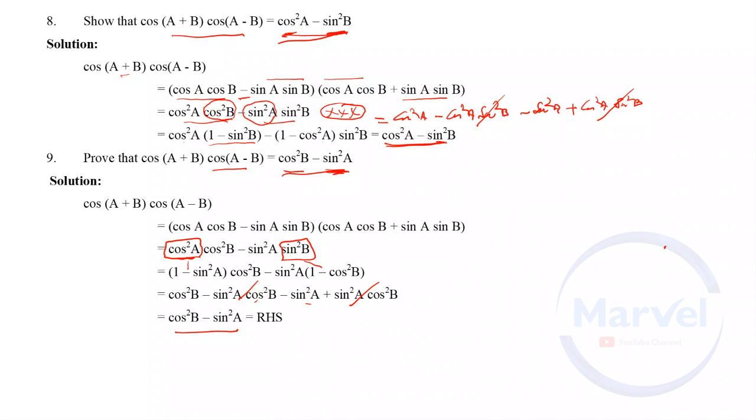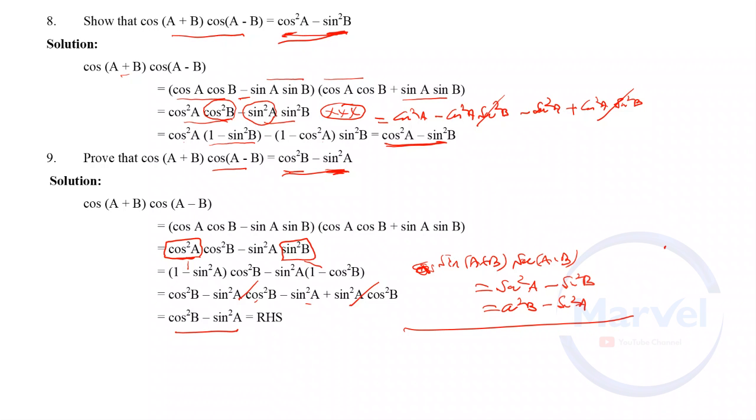Now, so far we proved 10 formulas. The last 6 formulas are the products of cos(A+B), cos(A−B), and sin(A−B), sin(A+B). So how to recall all the formulas? I will give the shortcut technique. First, sin(A+B) into sin(A−B). What is the formula? In terms of sin: sin²A minus sin²B. The second formula, that is the 10th formula, in terms of cos, is equal to cos²B minus sin²A.